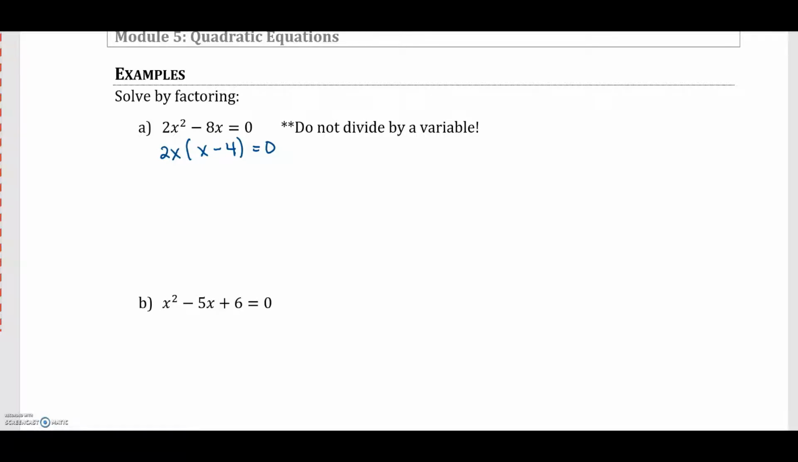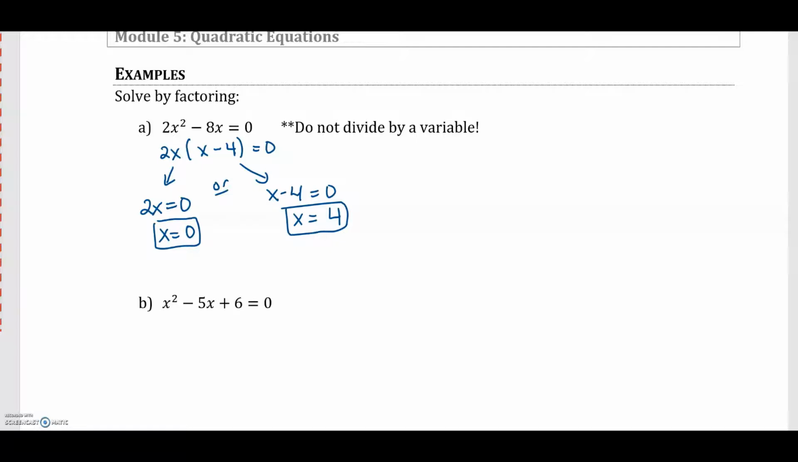There's a reminder here that we should not divide by a variable. So although both the terms on the left-hand side are divisible by x, you do not want to divide the left-hand side of the equation by x, or you will lose one of the possible solutions. So here we have the product of two values that are equal to 0, therefore either 2x is equal to 0 or x minus 4 must equal 0. Now solving each of these equations for x, we find that x is equal to 0 and positive 4.